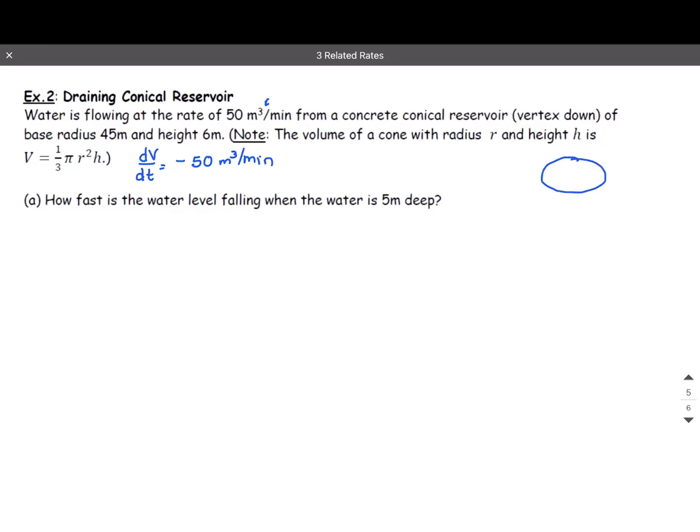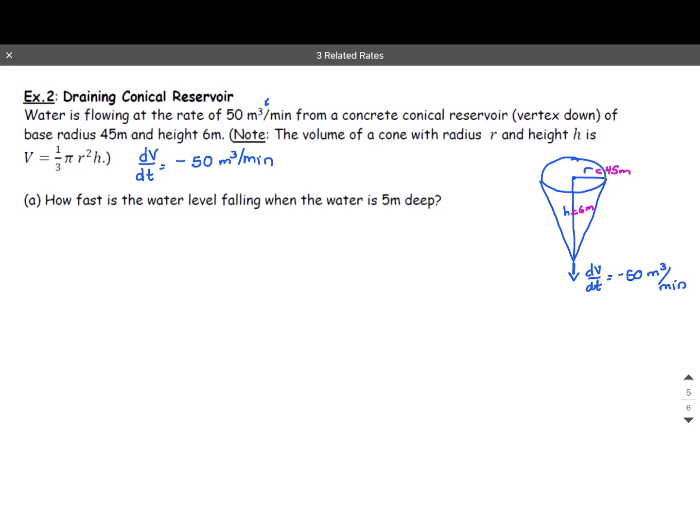So we've got, looks like an ice cream cone here. Okay, and the water's coming out at this rate of negative 50 meters cubed per minute. Now when we have this, we're also going to have a radius here, and we're going to have a height here. Okay, they also say that the base radius is 45 meters. So when full, this is 45 meters, and the height is 6 meters.